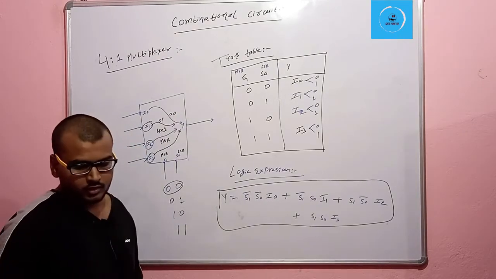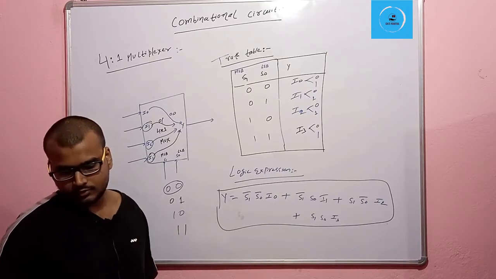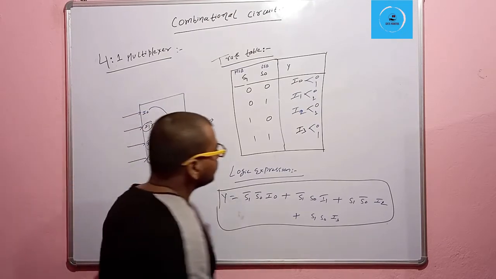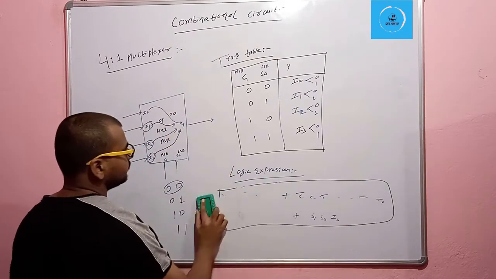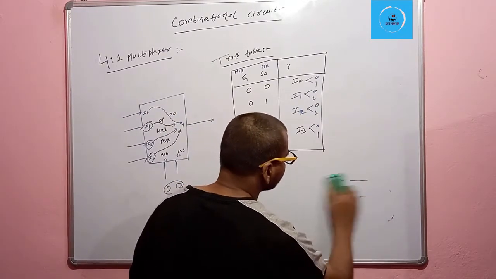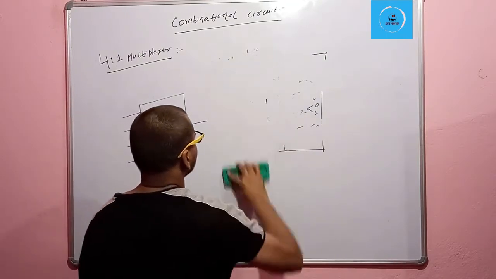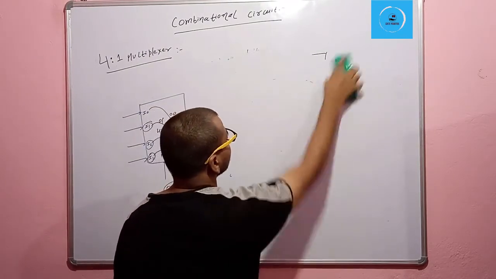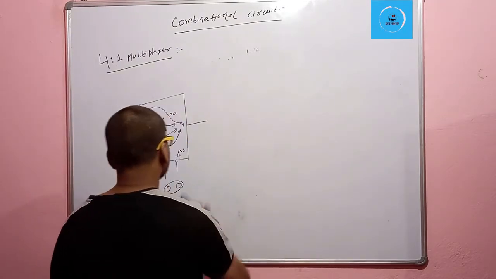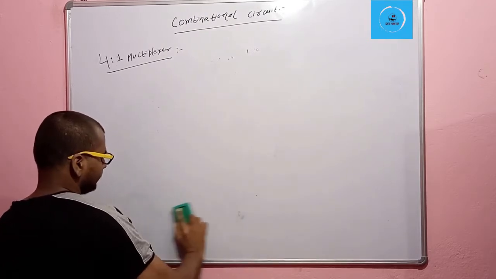So now we are going to see some examples. We are going to solve some examples that are really important for GATE and ESE.